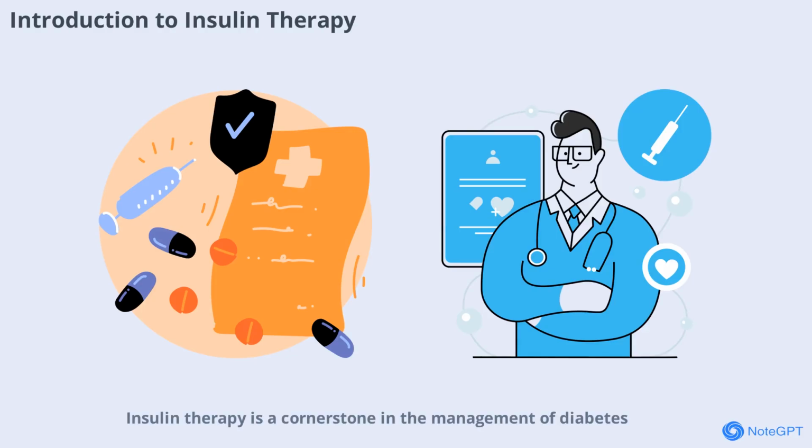Insulin therapy is a cornerstone in the management of diabetes, especially for those with type 1 diabetes and advanced type 2 diabetes. The effectiveness of insulin depends not only on the type and dose, but also on how and where it is administered. In this video, we'll explore the importance of choosing the right injection sites and rotating them systematically.